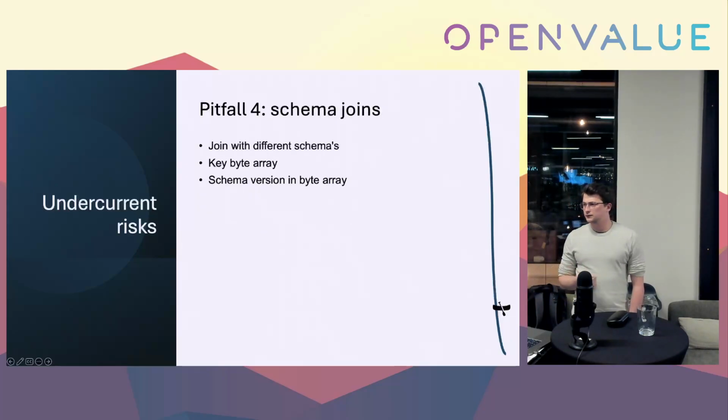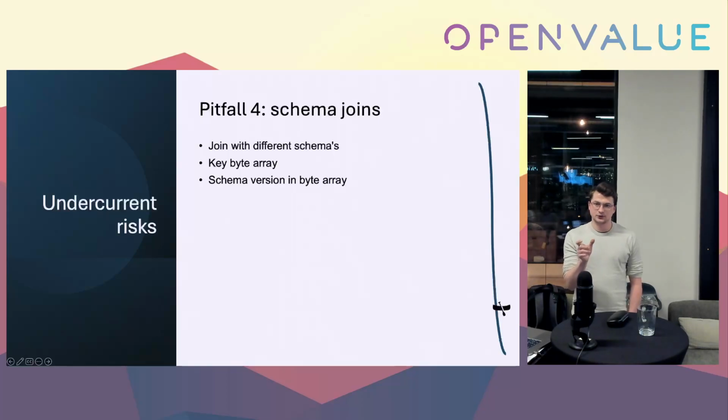Then have any of you used schemas with Kafka? Avro schemas or something like that? Yeah, you? Okay. If you do joins, then actually, because Kafka is sending byte arrays, it will include the schema version in your key, and it does an exact lookup on that key.